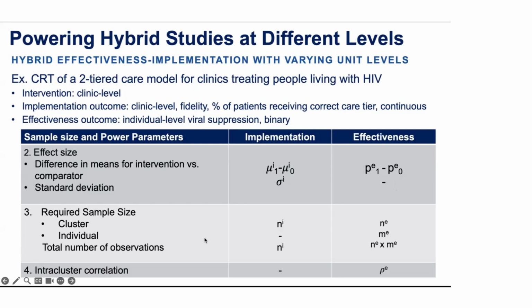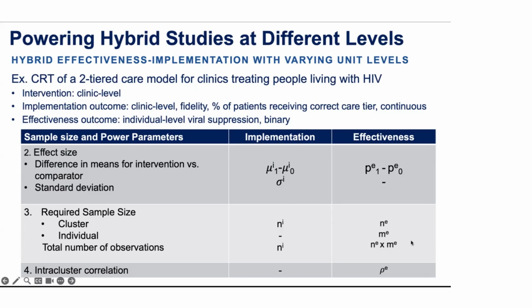For the required sample size for the implementation outcome, we're just thinking of the number of clinics, right? So the notion of individual level observations is irrelevant because we're defining our implementation outcome at the clinic level, right? We're not thinking about fidelity of an individual patient living with HIV, but we're thinking about fidelity of the clinics in having a high proportion of patients that get the correct tier level.